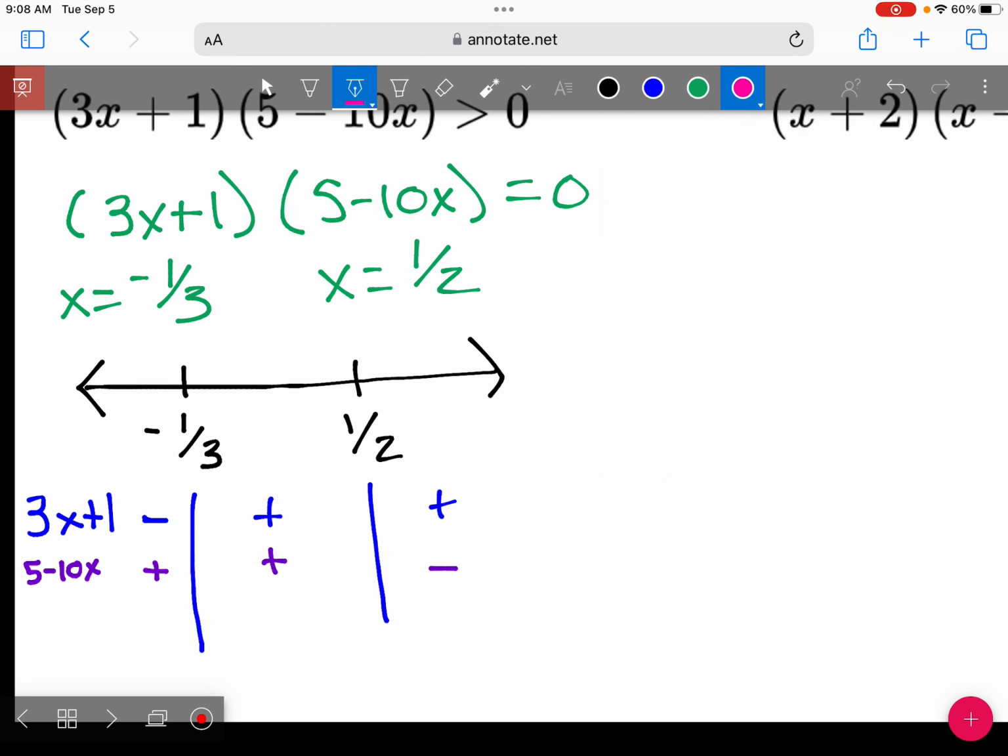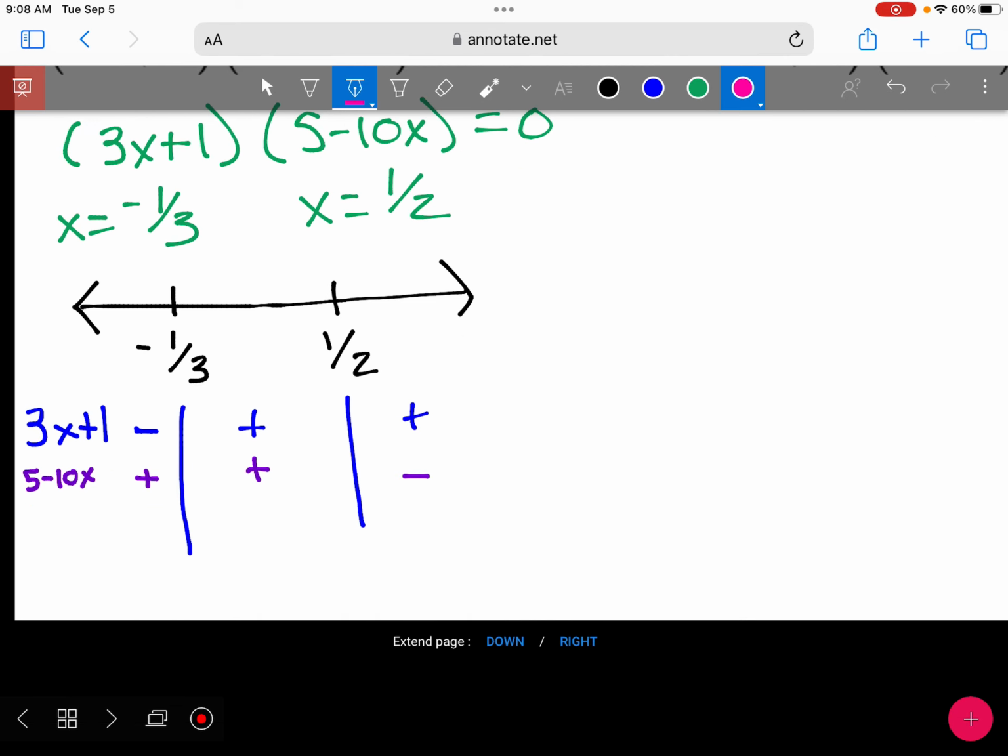Because remember, this piece times this piece needs to be bigger than 0, right? Which means this piece times this piece needs to be positive. So we're going to see if I multiply together the two pieces, are we going to get a positive value? A negative times a positive. Is that positive or negative? Negative. A positive times a positive. A positive times a negative.